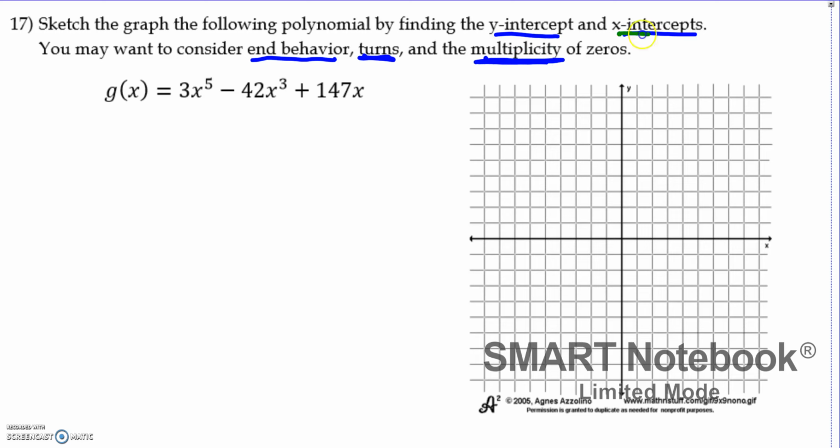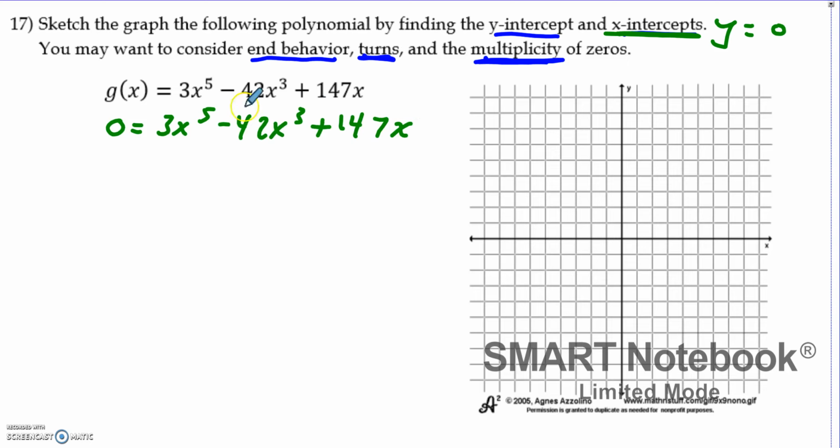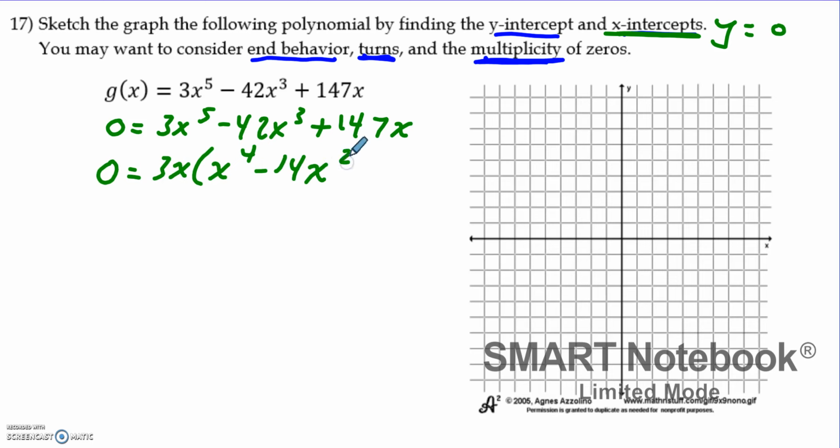So if I would like to find the x-intercepts first, the x-intercepts, I know that y is 0. So I'm going to start there, because a lot of the times factoring can help me find at least a good place to start. When I look at this factoring problem, I notice that I do have a greatest common factor of x at least. Let's see, can I take a 3 out of all 3 of these numbers? I can. So if I took out a 3x, I'll be left with x to the 4th minus 14x squared, and then 147 divided by 3 is 49. And I took out the x.